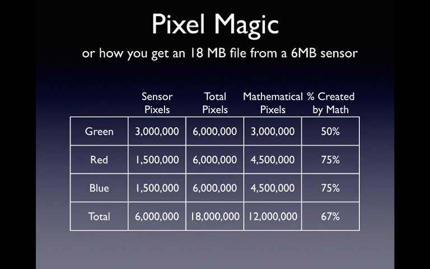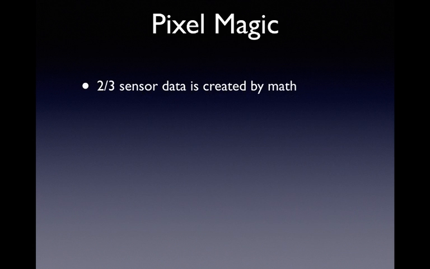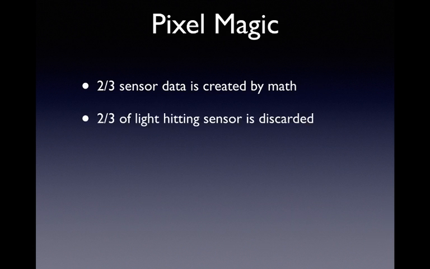2/3 of the information that comes off your sensor is created by math. There's implications about this that are worse. So 2/3 of the data is created by math. 2/3 of the light that hits your sensor is disregarded. It's thrown away. It doesn't get through. Is that only true of digital, not film? No, it's not true of film. True of digital.